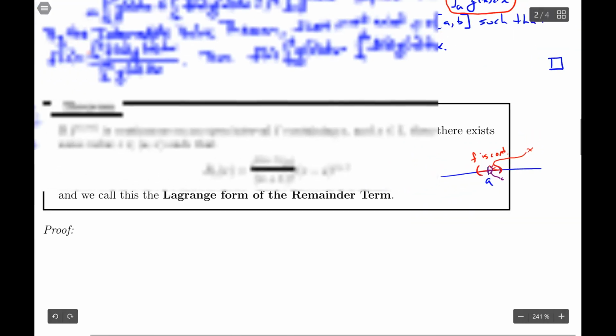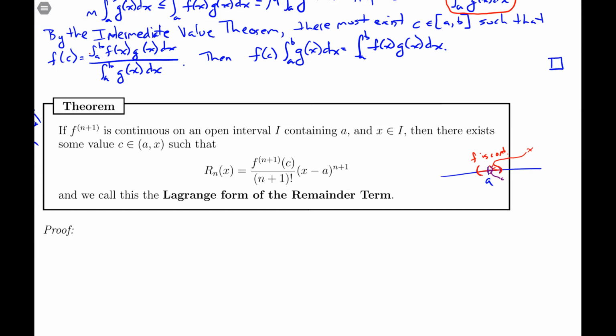There exists some value c between a and x such that the remainder is equivalent to the n plus first derivative applied at c, not at a, but applied at c, over n plus 1 factorial times x minus a to the n plus first power. We actually have a name for this. We call this the Lagrange form of the remainder term.